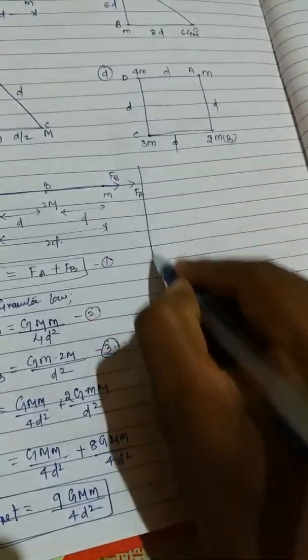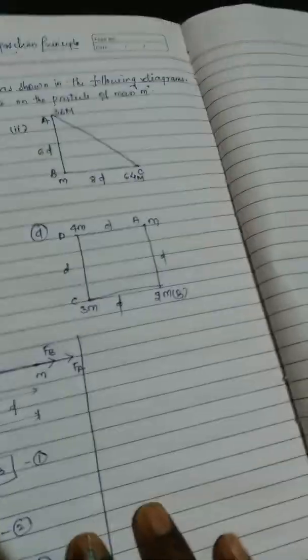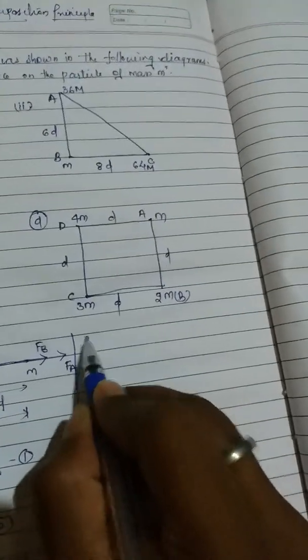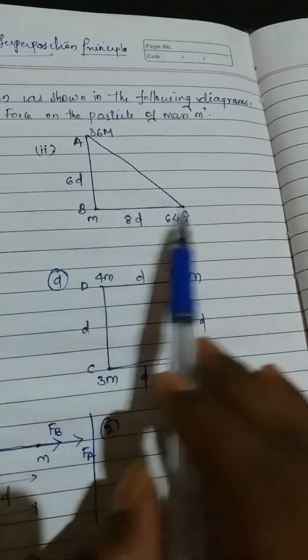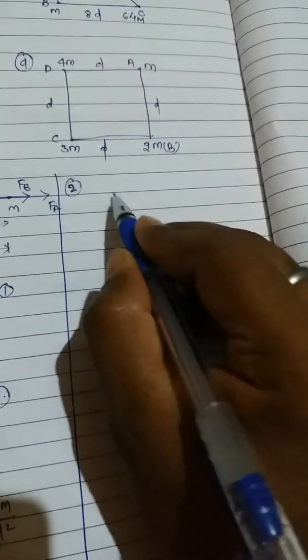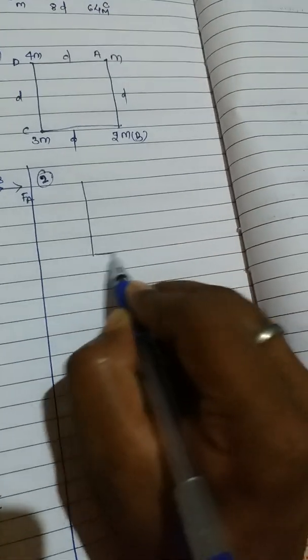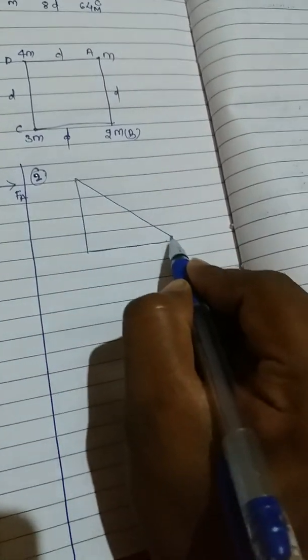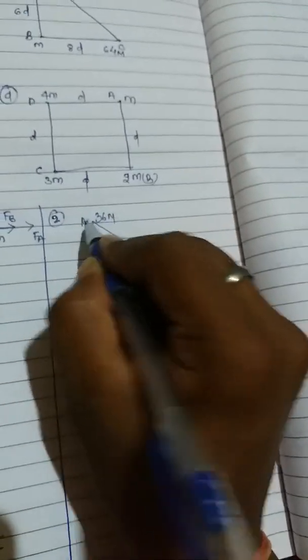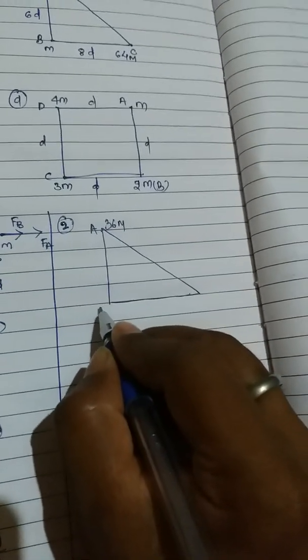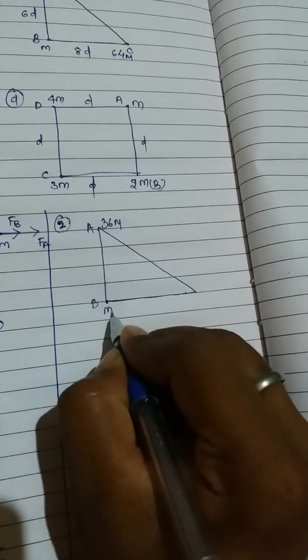Now we'll see the second problem. What is the second problem? See here, in the second problem we have mass 36m, here we have small m, and here we have 64m. So we'll draw the diagram and try to understand it. This is a right angle triangle situation. Here we have 36m at point A. Here we have point B, which is the position of small m.